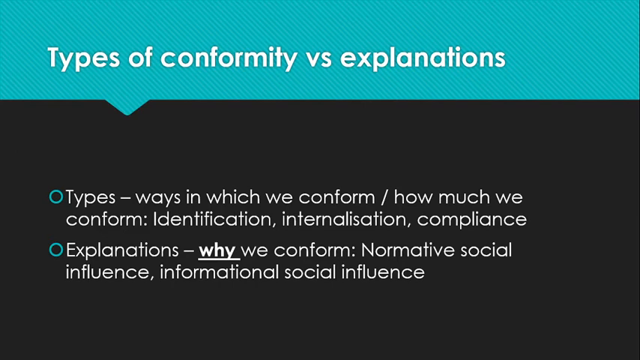In terms of a type of conformity, which we've already looked at, identification, internalisation and compliance, that's basically how much we conform or how deeply we conform or ways in which we conform. So try and think of it in that way. Whereas when we look at explanations, we're looking at why we conform, and those are normative social influence and informational social influence. So what's the reason behind us conforming? What's going on? So you need to get those two things separated in your mind. So make sure you write in big letters at the top of your notes for this topic, explanations, so that you remember which is which.